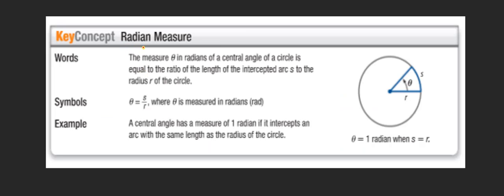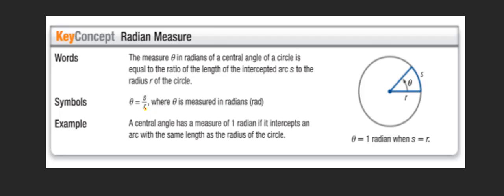Now we're going to talk about radian measure. You guys are used to degree measure, but why do we need radian measure? Well, when you measure a distance, it doesn't make sense that something is 5 feet degrees. So when we measure a distance, we need to change degrees to radians. And in order to do so, we need to talk about the concept of the measure of theta with respect to the measure of the intercepted arc, which is represented by S, and the radius R.